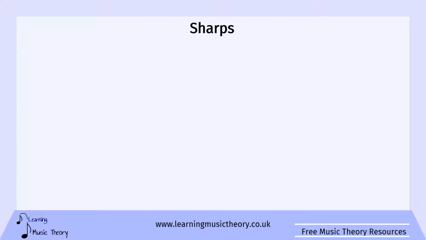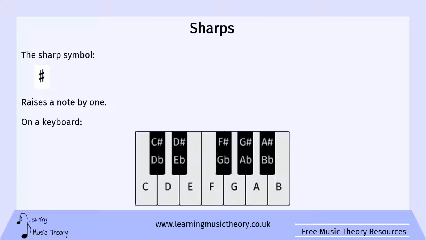The first accidental we'll look at is the sharp symbol. As a reminder, here is a sharp. When a sharp is applied to a note, it raises the pitch of a note to the next nearest note. This again is easiest visualized on a keyboard. So let's take the C note first. If we were to sharpen it, we increase its pitch to the next closest note. In this case, that note would be C sharp.